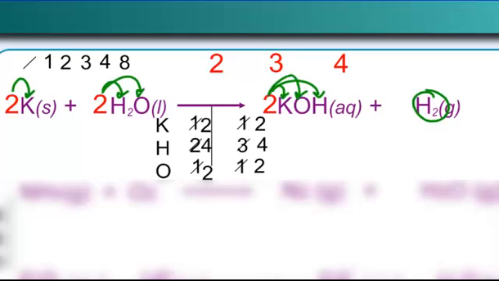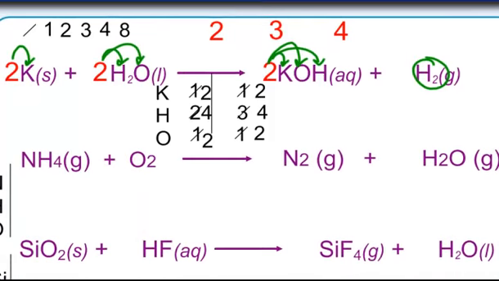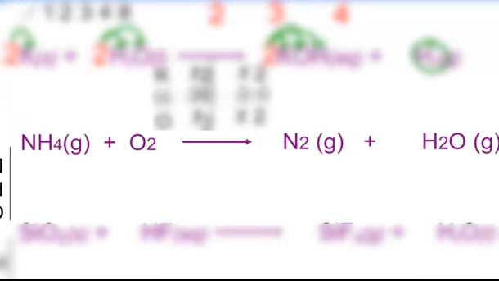So your final answer is the top equation in the purple and red. Include the coefficients, include it all together. Let's go ahead and do the next one. The next one, NH4 plus O2 yields N2 plus H2O.